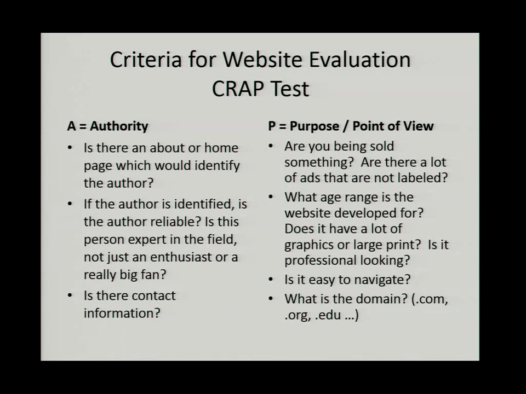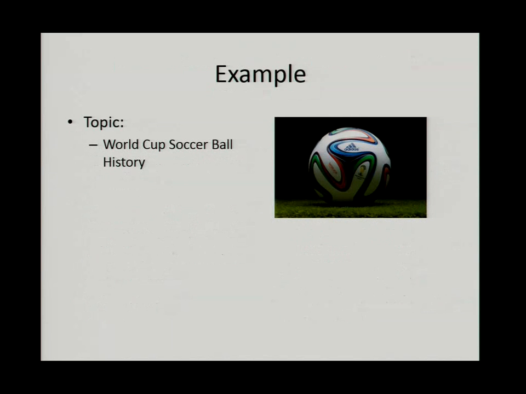Okay, so now that we've identified the different criteria for website evaluation, we're going to do an example. And the example that I have here today is World Cup soccer ball history. So here's the picture of the World Cup soccer ball that they used for 2014. And it's a relatively recent topic, and a lot of people are interested in sports, so I thought it would be useful. So I'm just going to go to Google, and I am going to type in this particular search.